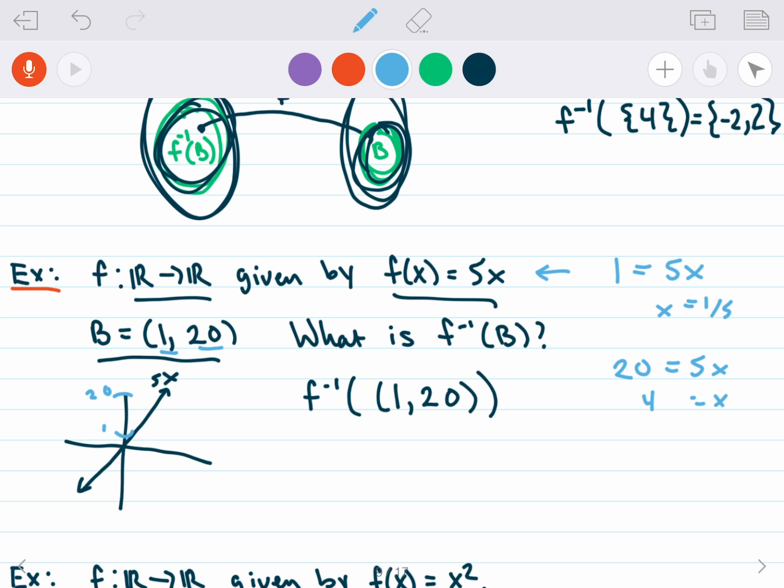And so our pre-image is going to be from 1/5 to, let's see. I'm not making this the best picture, and it's not drawn to scale, but here's 1/5 and here's 4. So this would be the pre-image of B. And we're not including these points here.